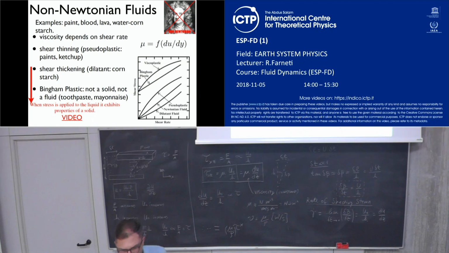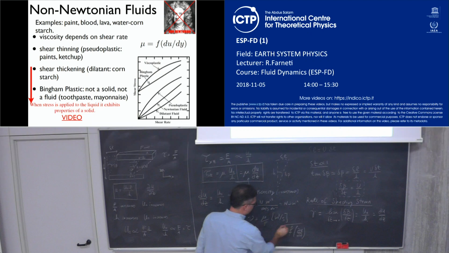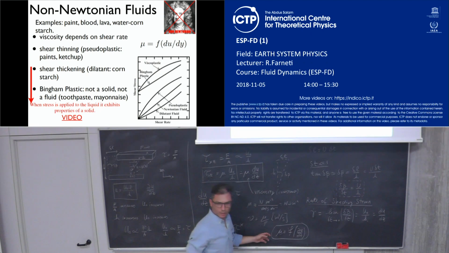That's a Newtonian fluid. For a given pressure, temperature, whatever, water has a certain viscosity. For a non-Newtonian fluid, my viscosity is a function of the velocity gradient. Okay, this is a non-Newtonian fluid.